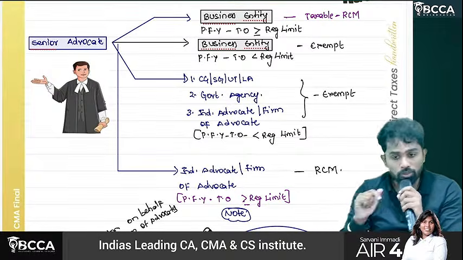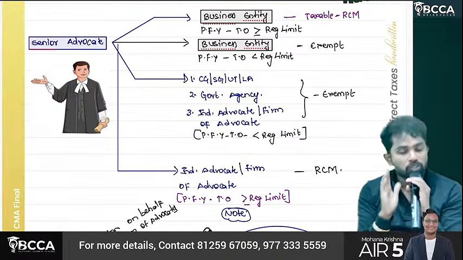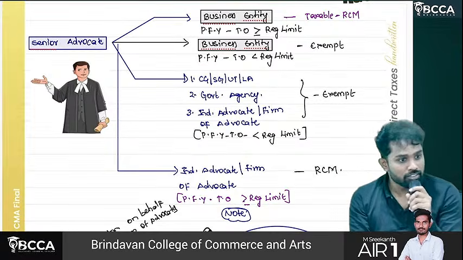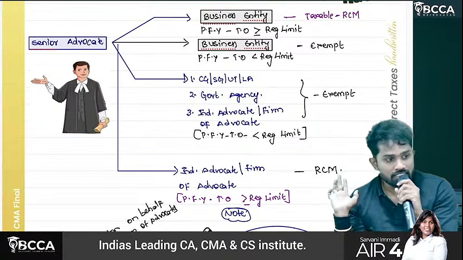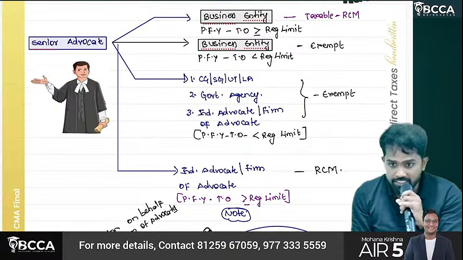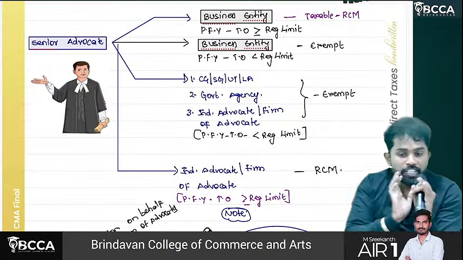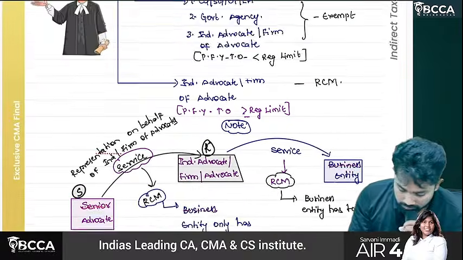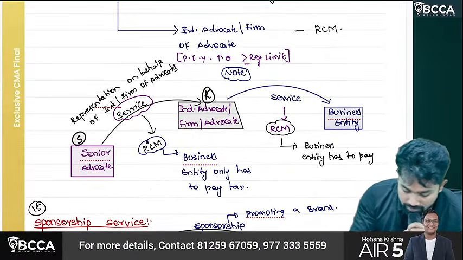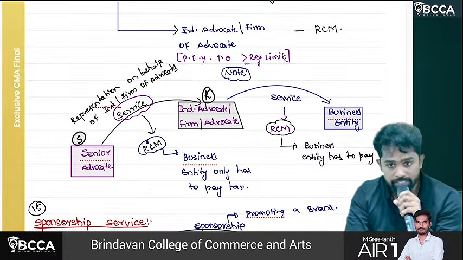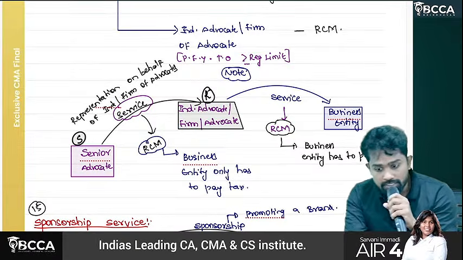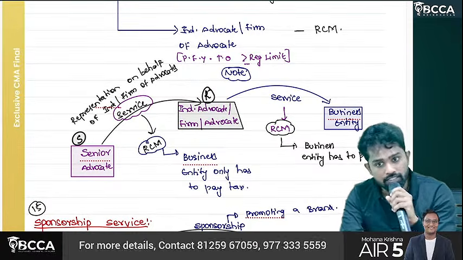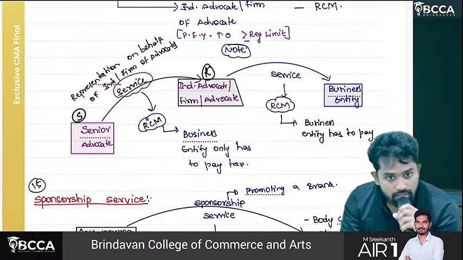Understanding, sir? Actually most of the laws are framed by advocates. This also was framed by whom? Advocates only. They want to be outside the GST. Either their services are exempted or taxable under RCM. They don't want to get involved in all this compliance process. So the senior advocate provided services to an individual advocate or firm of advocates, and the firm provided to a business entity. On both these services, RCM applies. Now who has to pay tax? In both cases, the business entity only has to pay tax under RCM.